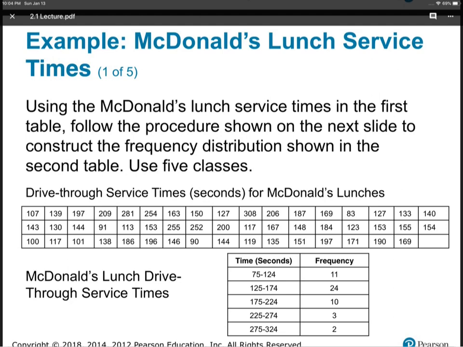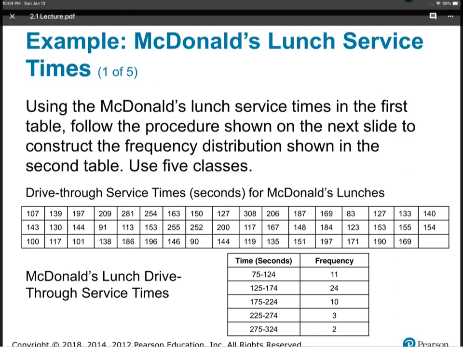So how would you take all these times, if it was your job to take all the information from a whole bunch of different McDonald's stores, you're working in the corporate office, you get information from a bunch of different McDonald's stores on how long it takes them to crank out their lunch service times, how are you going to display all this information to the decision makers in a way that will help them make decisions? Well, one good way is a frequency table.